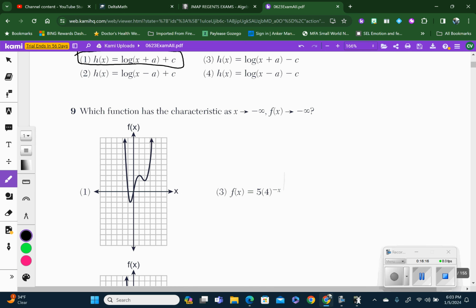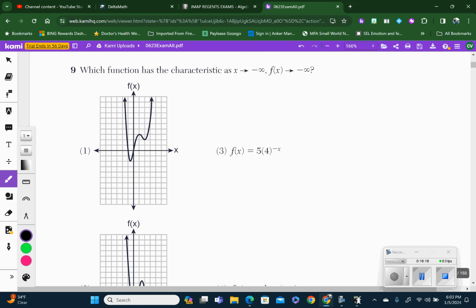Okay. Question number 9. So this means as x goes to the negative infinity, right? So x is left or right. If I'm talking about negative infinity, I'm talking about the direction of left. So as x goes to the left, f of x, which is y, goes to, right? Does it go up or down?